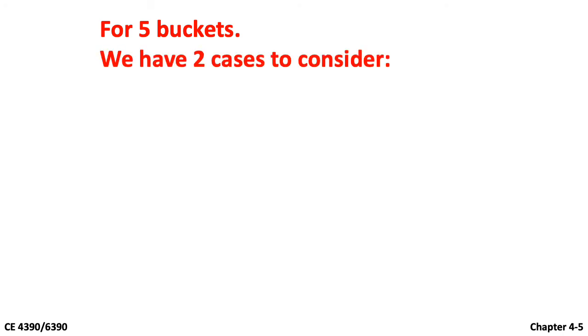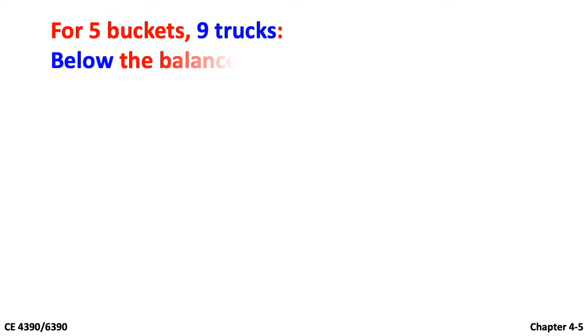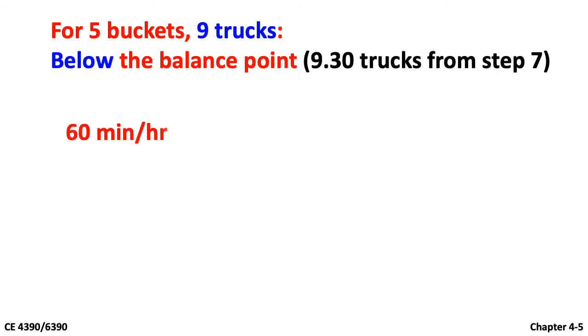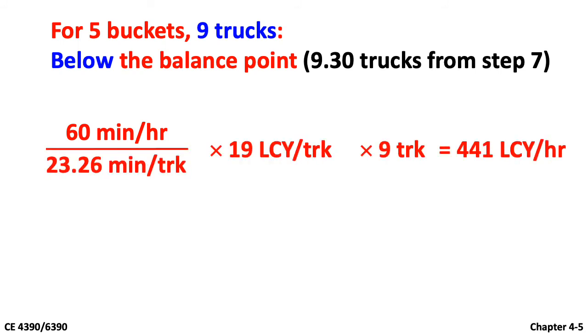For 5 buckets, we have 2 options to consider. First, 9 trucks. Second, 10 trucks. So if you choose 9 trucks, it is below the balance point. Applying the equation when the number of trucks is below the balance point, you got 60 minutes divided by the total cycle time of the truck, 23.26 minutes, and then times the total load volume, which is 19 loose cubic yards per truck, and then finally times 9 trucks, you got the production of 441 loose cubic yards per hour.